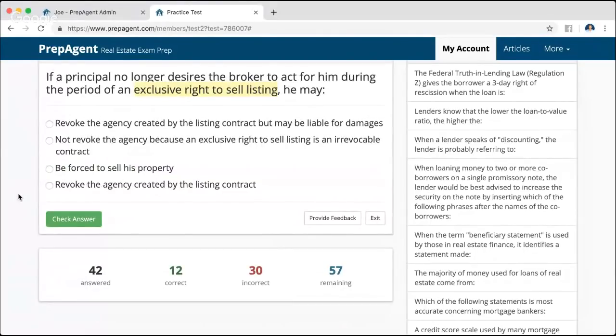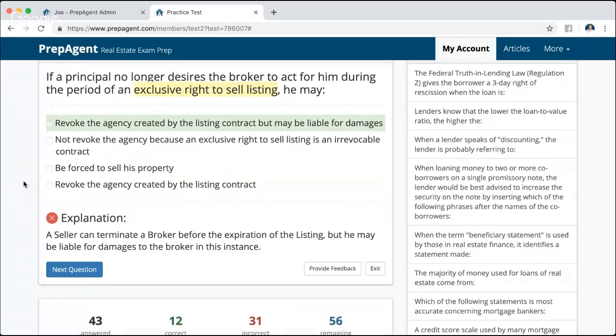If the principal no longer desires the broker to act for him during the period of an exclusive right to sell listing, he may A, revoke the agency created by the listing contract but may be liable for damages. B, not revoke the agency because an exclusive right to sell listing is an irrevocable contract. C, be forced to sell his property. Or D, revoke the agency created by the listing contract. Okay, revoke the agency created by the contract but be liable for damages.